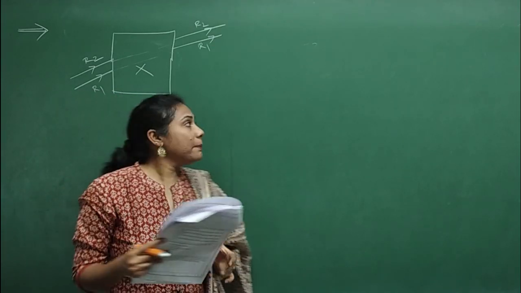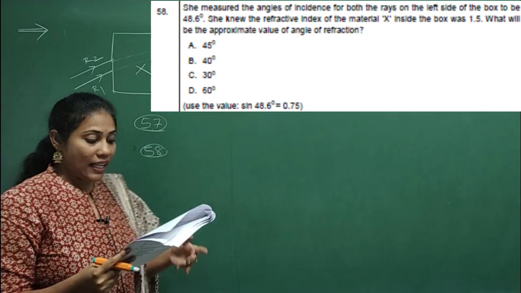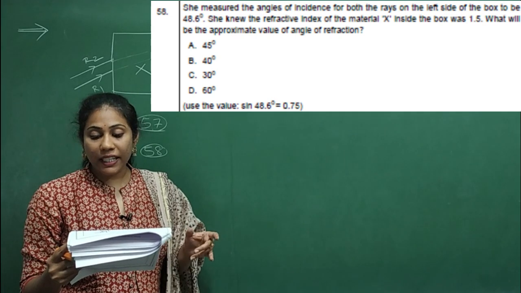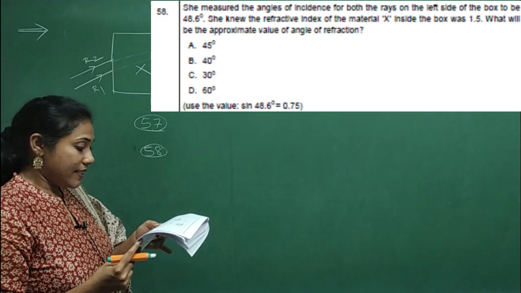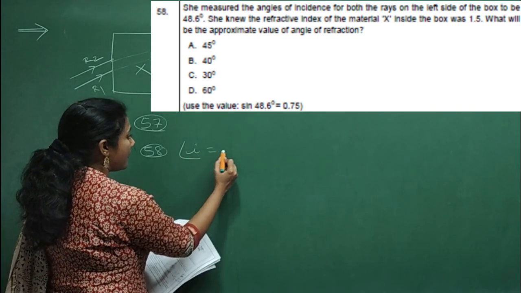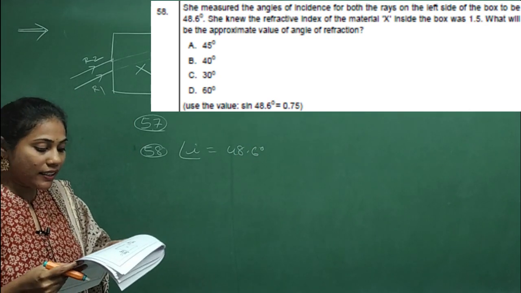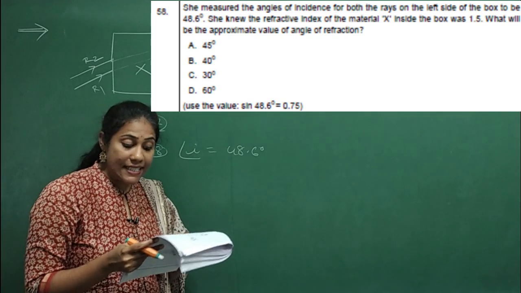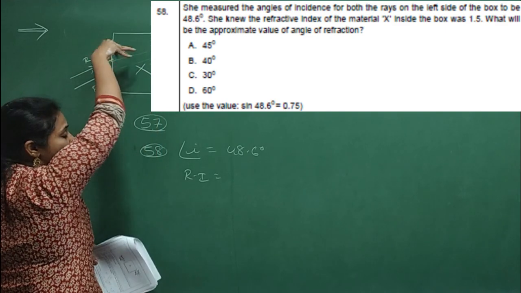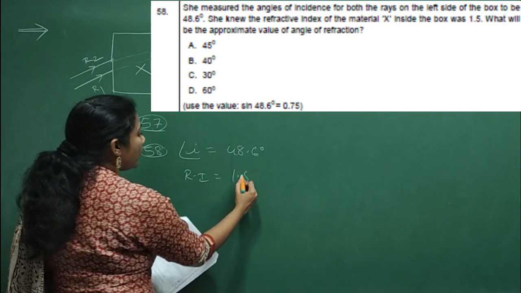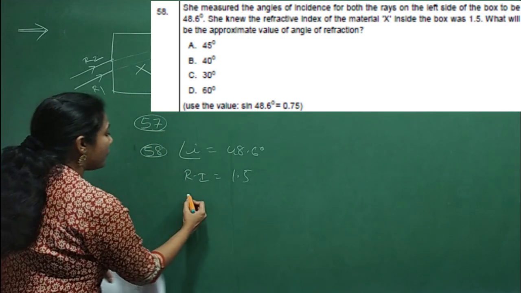So coming to question number 58, guys. She measured the angles of incidence for both the rays on the left side of the box to be 48.6 degrees. She knew the refractive index of the material X inside the box was 1.5. Refractive index of the material inside the box is 1.5. What will be the approximate value of the angle of refraction?